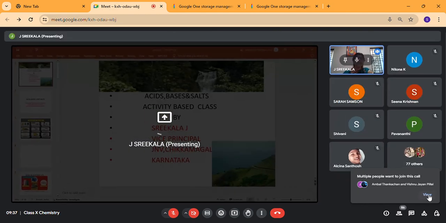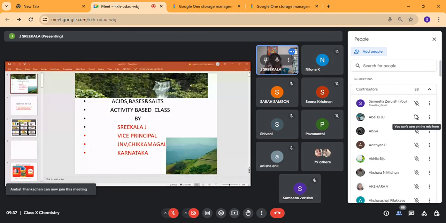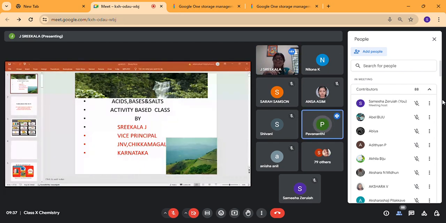Can you see the screen? Yes, ma'am. Have you seen the backgrounds? What is it? It is a kind of waterfall and a hill station.